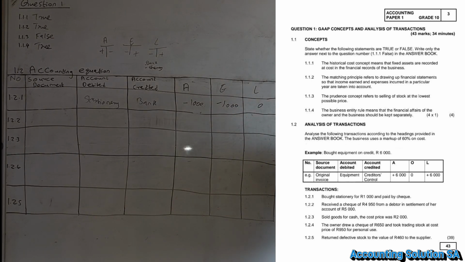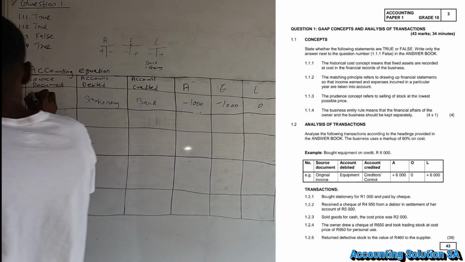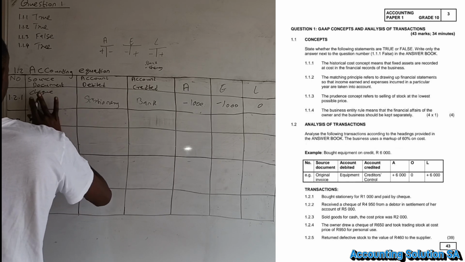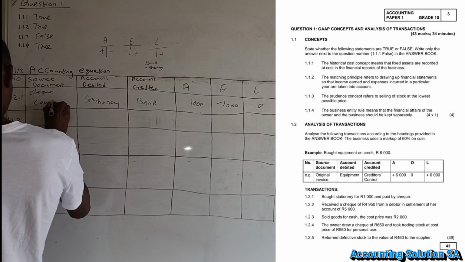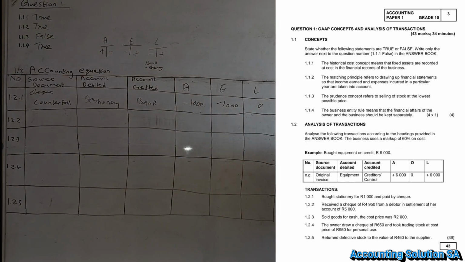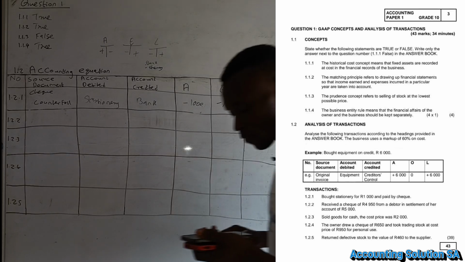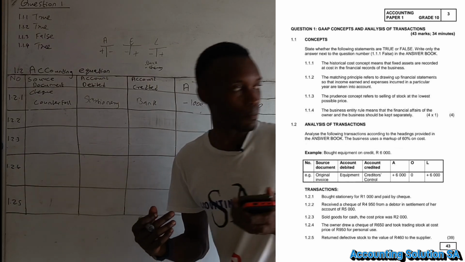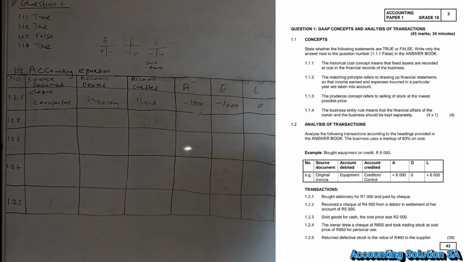Okay, then the source document that has been used is check counterfoil. Okay, let me write it clearly. Check counterfoil. Check counterfoil. All right. Then 1.2, they said, received a check of 4,950 from a debtor in settlement of her account of 5,000. Okay, so this person was owing 5,000, but the business allowed the person to pay 4,950. It simply means that the other 50 rand is discount.